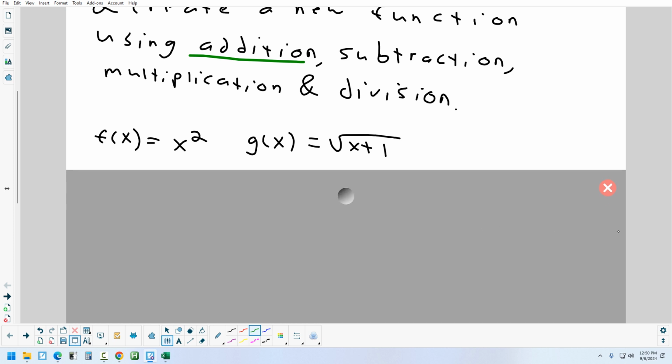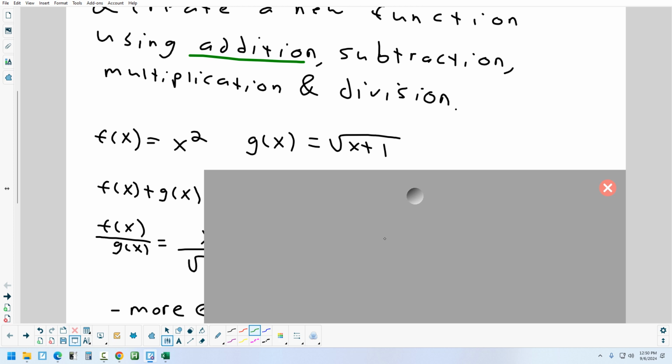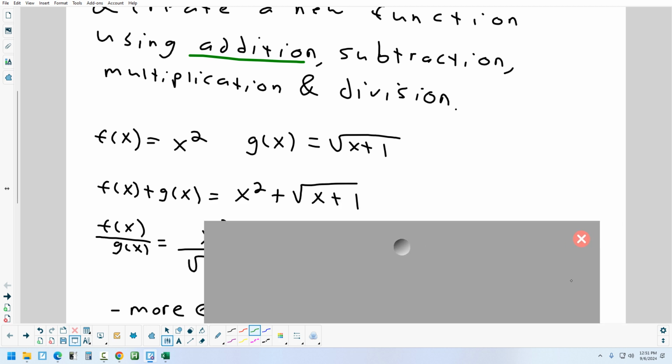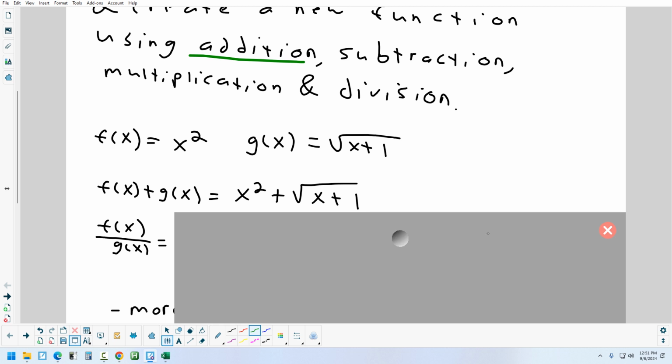So, if I take and add them up, what would it look like underneath that box when I add f of x plus g of x? What do you think is written right there? X squared plus square root of x plus 1. Yeah, that's all you can do. It's x squared plus the square root of x plus 1. So that's a new function created by taking the two that we had and adding them up. Okay. Let's try dividing them. All right.